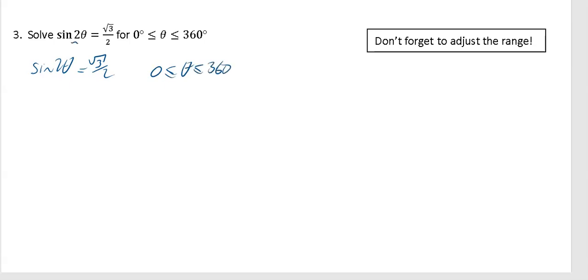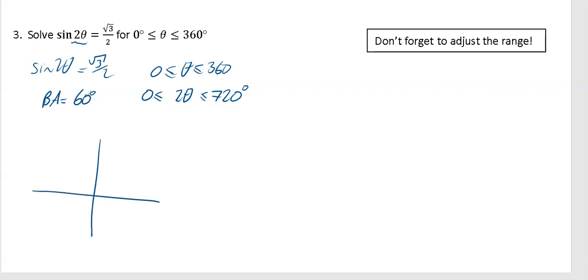Now notice my angle is not theta, it is 2 theta. So that means you've got to adjust your range. So instead of theta, you write 2 theta, and that means your 0 also gets multiplied by 2, still stays as 0. The 360 also gets multiplied by 2, so it goes to 720 degrees. So we're now on to doing this, and basic angle then is going to be equal to sine to the minus 1 of root 3 over 2, and it's going to be 60 degrees.